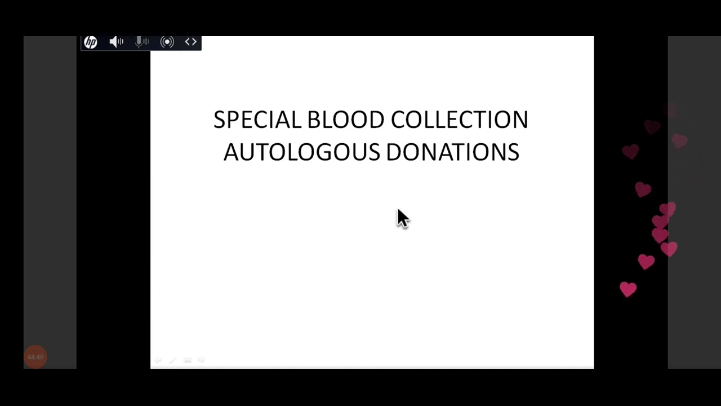As the name suggests, it means the person donates their own blood and it is then infused into them. That is all about autologous donation. There are several types of autologous donation.